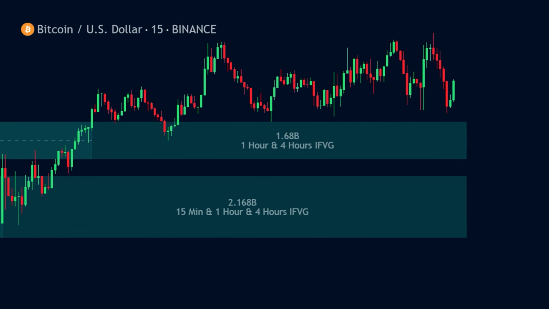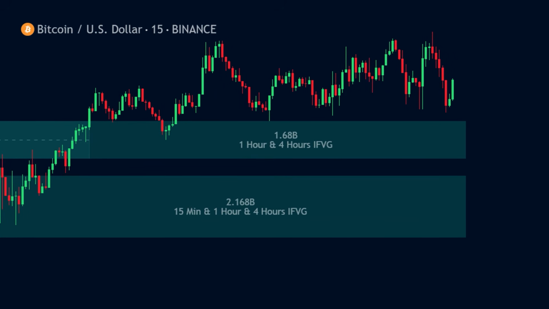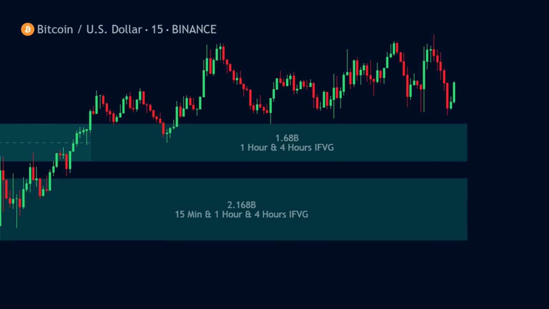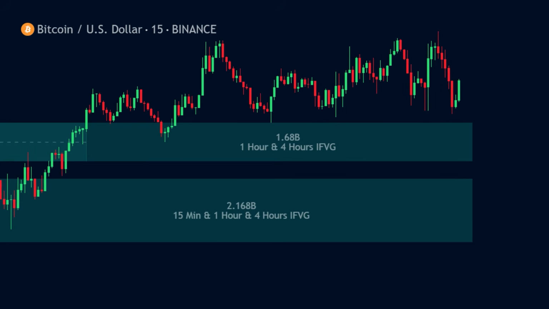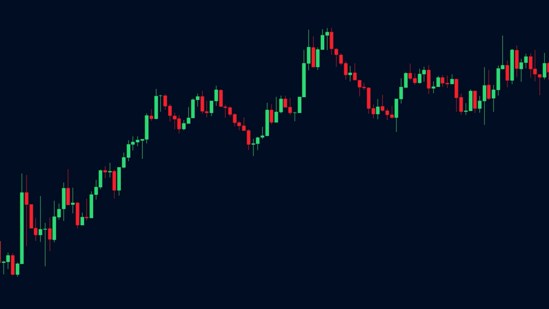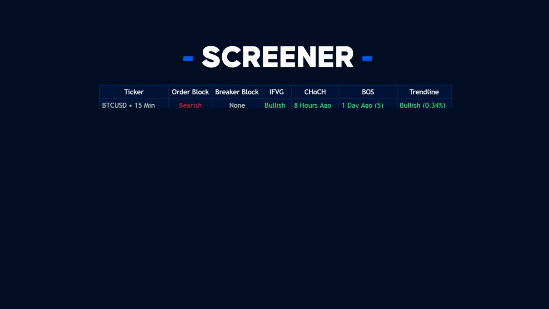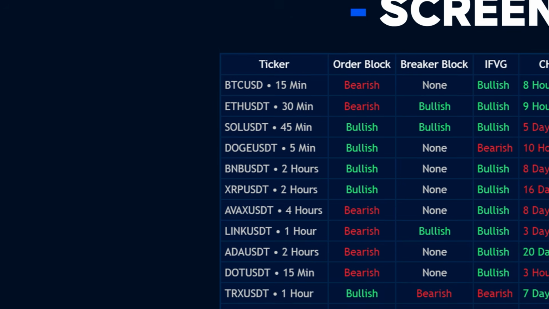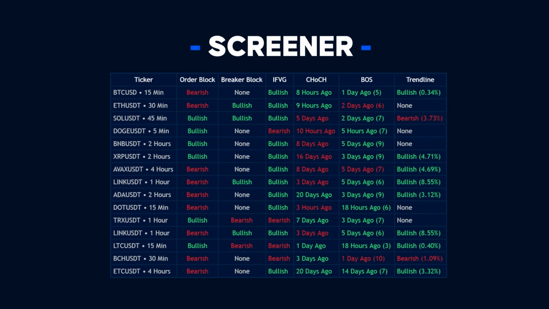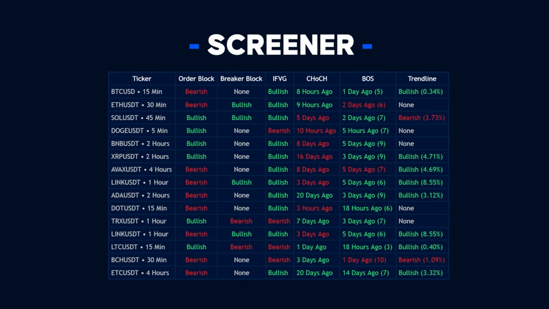That means you can sit on a 15-minute chart and still see 1 hour and 4 hour IFVGs marked perfectly without ever switching screens. And it doesn't stop there. The toolkit also plots order blocks, breaker blocks, trend lines, market structure, and even comes with a screener that scans all these features across up to 15 tickers and time frames at once. Together, it gives you the clearest view of price action possible.